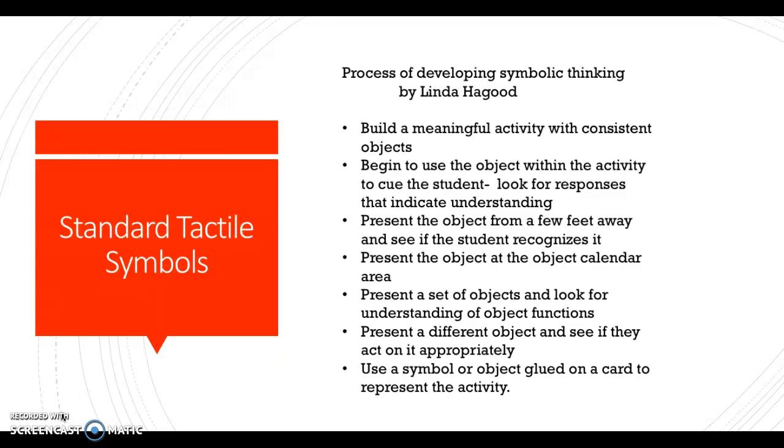You would present it from a few feet away, see if they recognize it, give it to them using the area that they use for identifying objects according to symbol, and present them and look for the understanding. And you might try to see if they act on a different object differently, and then you would use a symbol to pair that action with the picture, or you'd use a symbol to help the student to associate that when they see this symbol that this activity is going to follow.